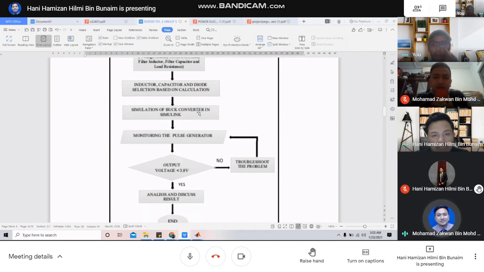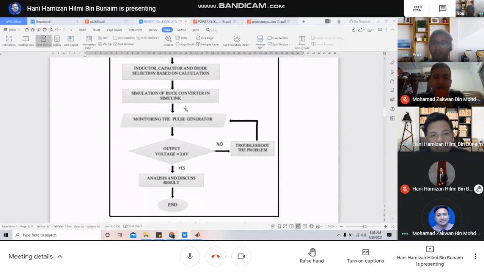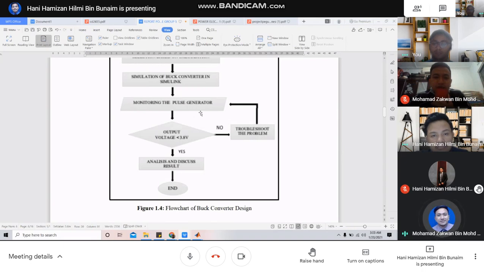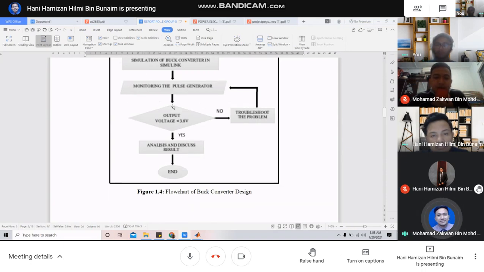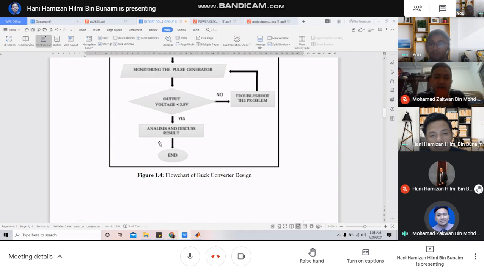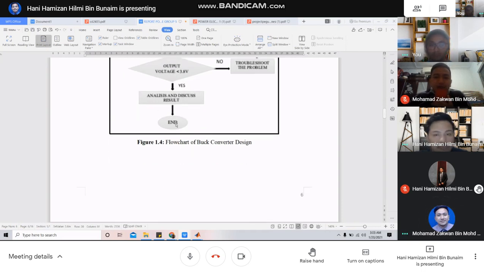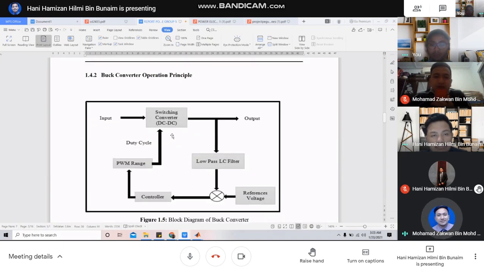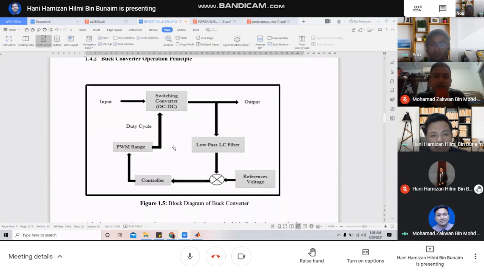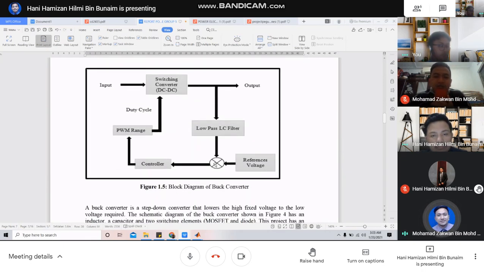Then simulation of the buck converter in Simulink. Then monitoring the pulse generator. After that, is the output voltage under 3.8 volt? If no, we will troubleshoot the problem. If yes, analysis and discuss result, and then the end. Then I will explain about the buck converter operation principle. This is our block diagram of the buck converter.